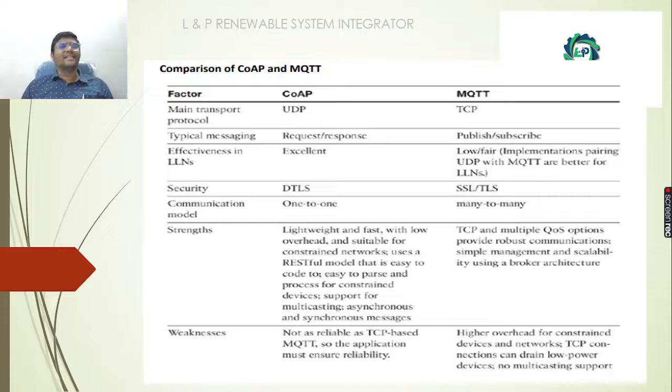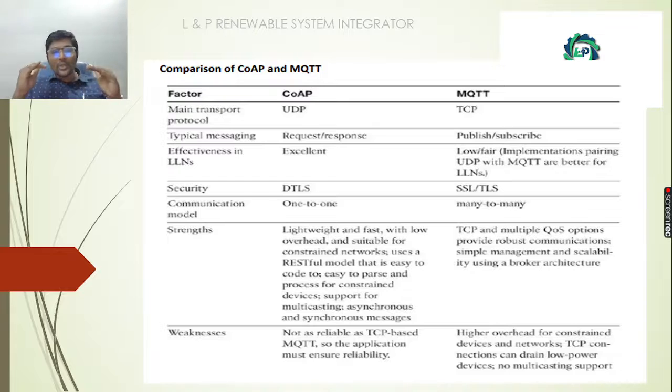And if you make a comparison between COAP and MQTT, the main transport protocol for COAP is UDP, whereas MQTT uses the transmission control protocol, TCP. The typical messaging format of COAP is request and response, and for MQTT it is publish and subscribe. The effectiveness of COAP is excellent, whereas MQTT is pretty fair. COAP has DTLS security, whereas MQTT has SSL security. The communication model of COAP is one-to-one communication, and MQTT is many-to-many communication.